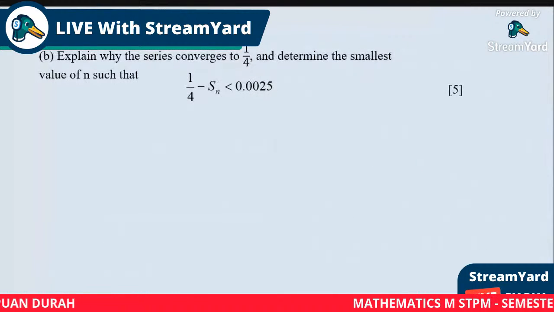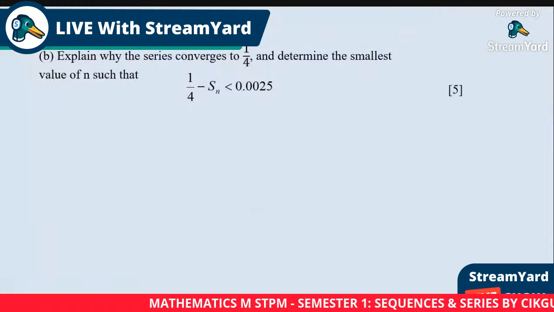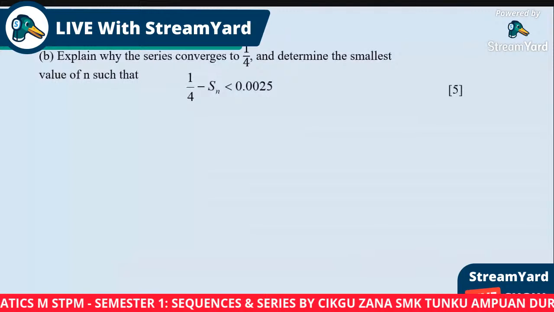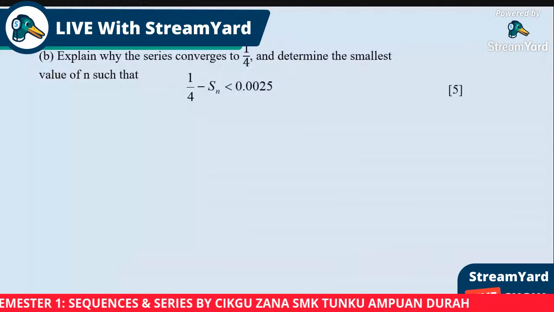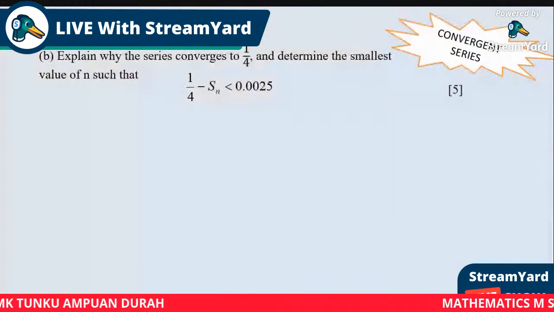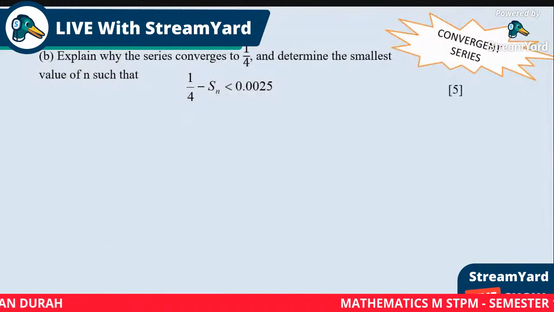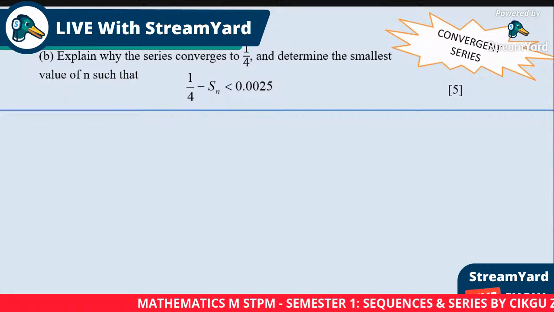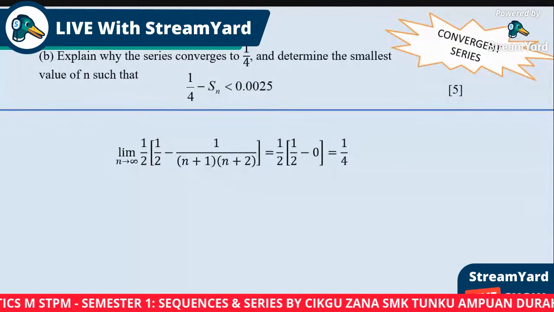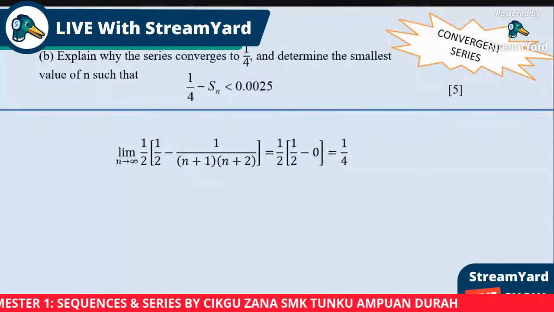Now deduce. Explain why the series converges to 1 over 4 and determine the smallest value of n such that 1 over 4 minus S_n is less than 0.0025. This is again a convergence series. How many times has convergence series come out already? Many times. So you have to be skillful in finding the limits. Explain means to show that it has a limiting value.